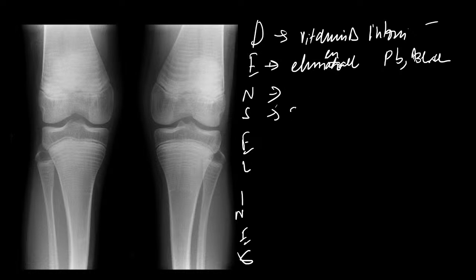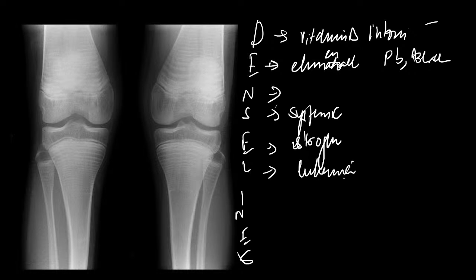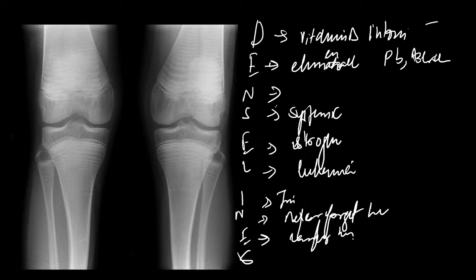S stands for systemic illness. E for estrogen therapy during pregnancy. L for leukemia, lymphoma. I for infection. N for never forget rickets. E for early hypothyroidism. And S for scurvy. So this is the mnemonic for dense lines.